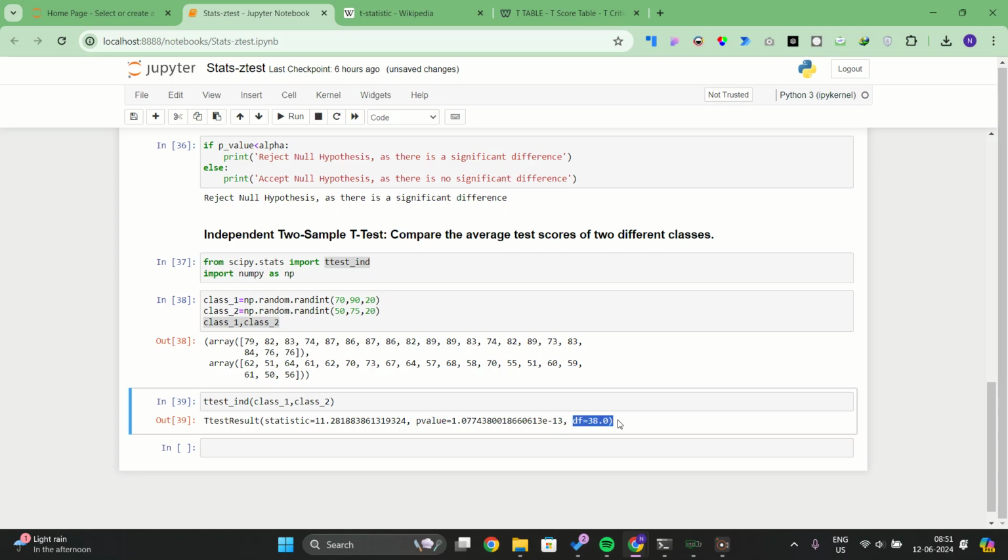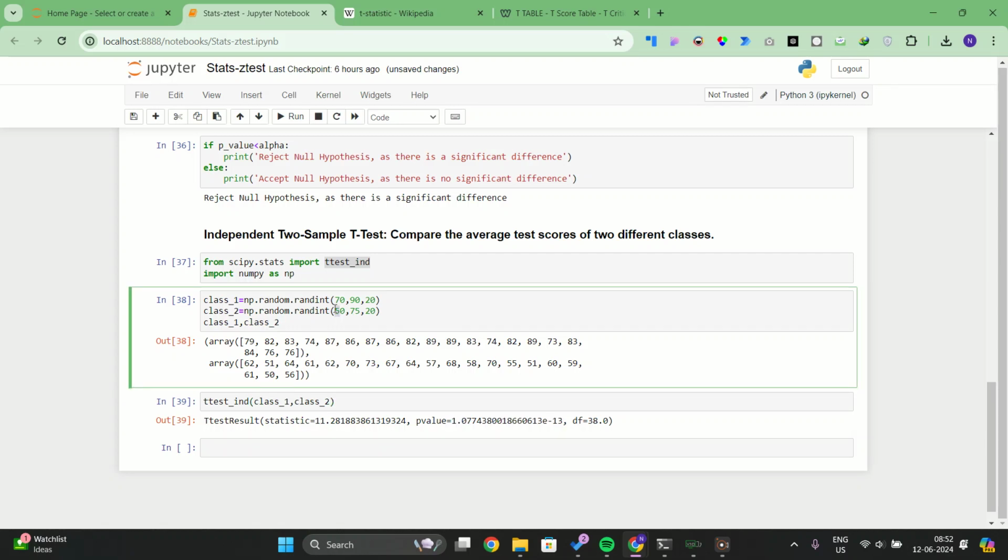And we also have degrees of freedom 38, which means we have 20 samples in each, and every time the sample size is reduced by 1. So 20 minus 1, and again 20 minus 1, which is 19 plus 19, and it's going to give us 38. So we know that there is a significant difference since the p-value is quite small.